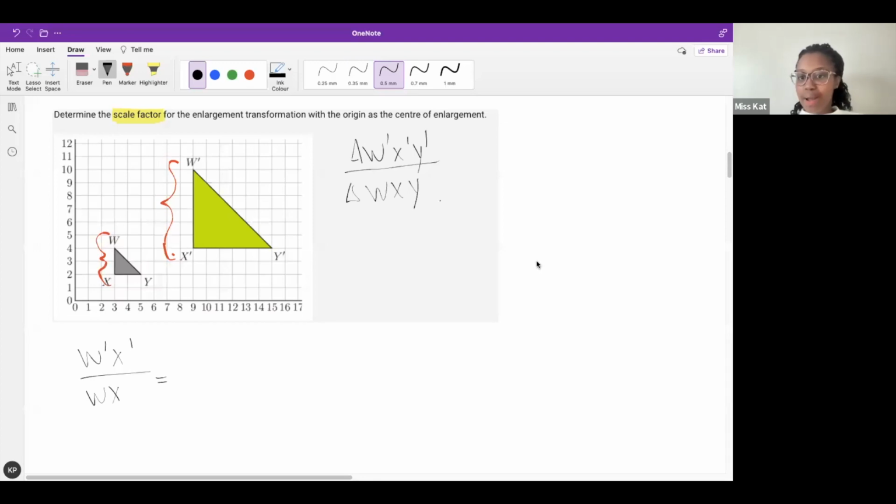Wadey said Y. Wadey, remember the ones with the primes? Those are the new ones. The original one has to be the gray one because it didn't have the prime. Buhle says it is 3 units. Ma'am, do we have to find the coordinates? Yes, Chichi, you do have to find the coordinates.